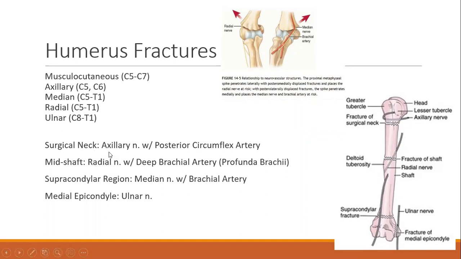That's where the radial nerve runs. When you think about the radial nerve, think posterior aspect of the arm, because the radial nerve innervates all of those muscles in the posterior aspect of the arm and does cutaneous innervation in the posterior aspect of the arm. So a midshaft break in your humerus can cause damage to the radial nerve along with the profunda brachii because they're running together in this area.